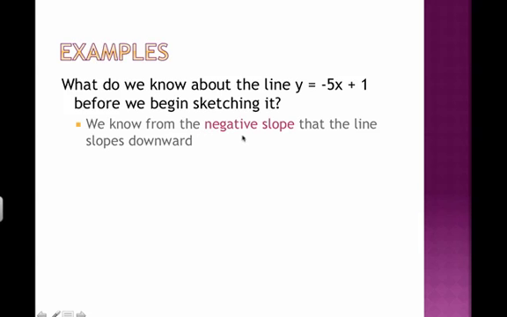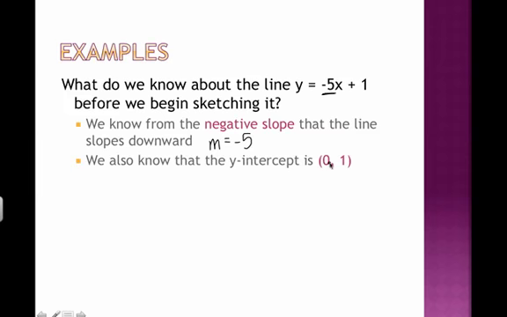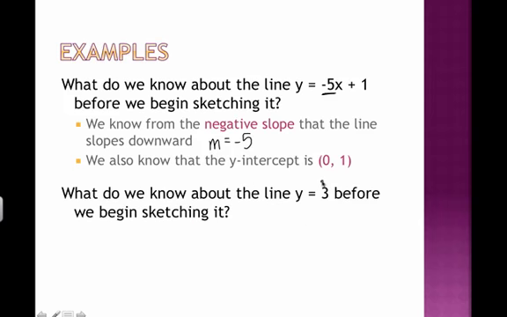We know that it has a negative slope. Our m right here is equal to negative 5. So that means that the line is sloping downwards. We also know that the y-intercept is the point (0, 1). This would be the point where it crosses the y-axis. So we actually have quite a bit of information about this line before we even plot points to sketch it.